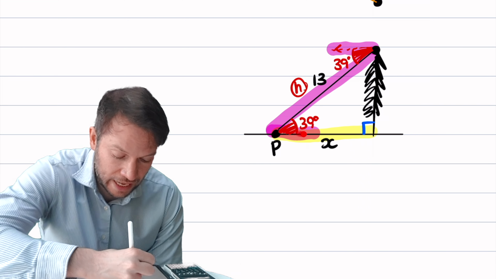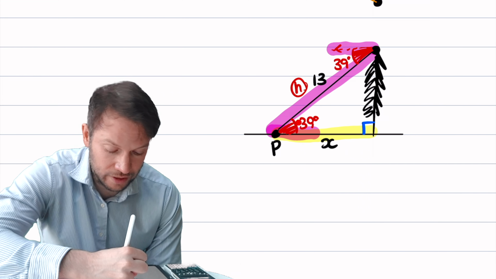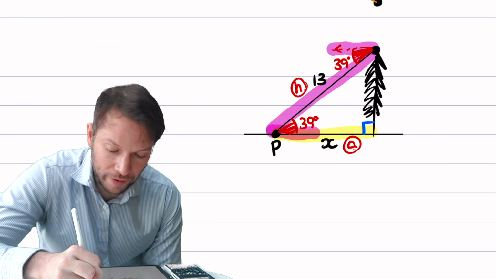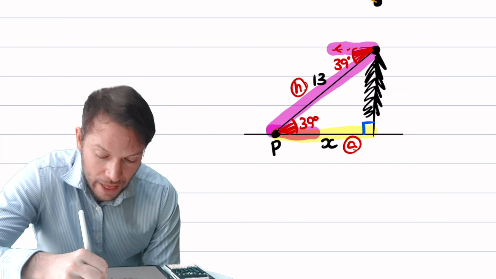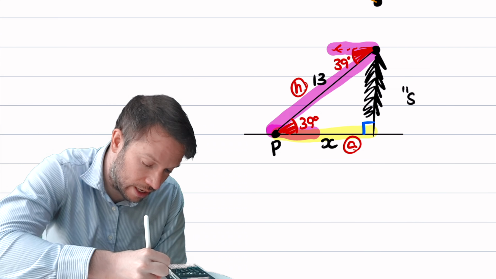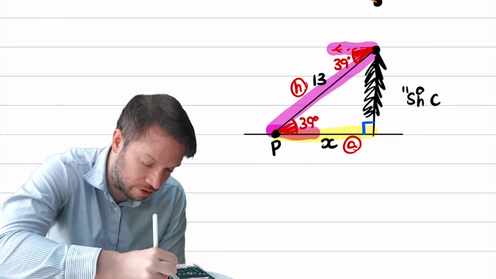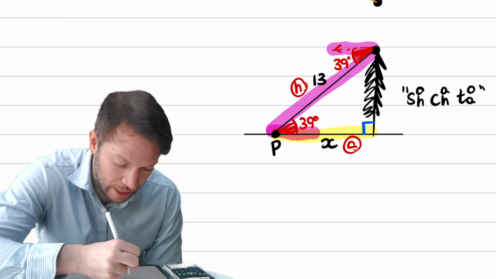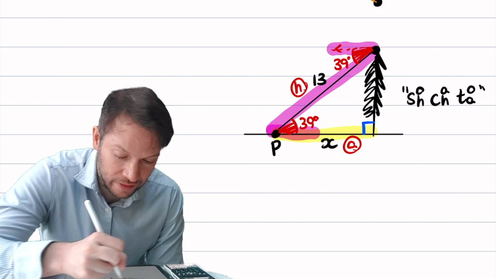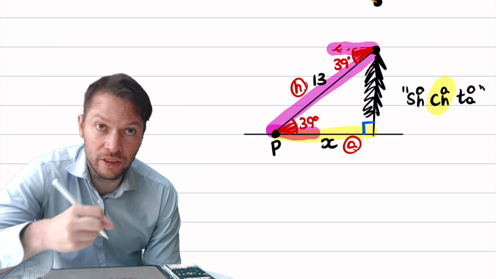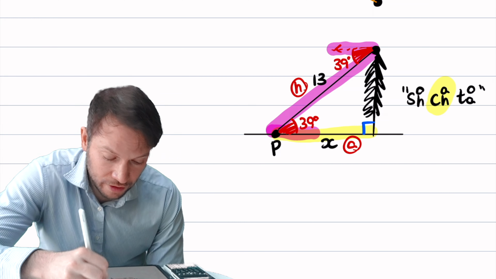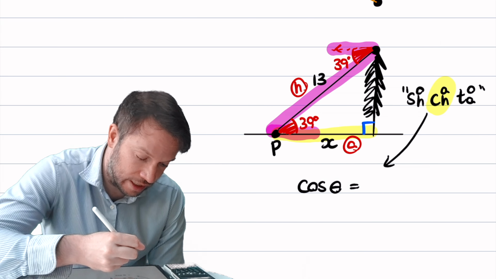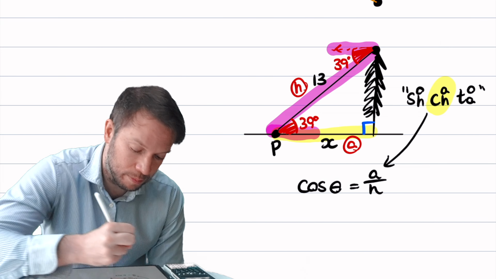And this side here, the x, is next to the 39 degrees. It's adjacent to, we say. So we label that with an A. So we're involving A and H. And then we use SOHCAHTOA to work out which trigonometric ratio we want to use. So SOHCAHTOA, well, we're involving A and H. We can see this one is the A and the H, this one here. So we're going to use C, which is cos, remember. So this is short for cos of the angle of interest is equal to the adjacent divided by the hypotenuse.